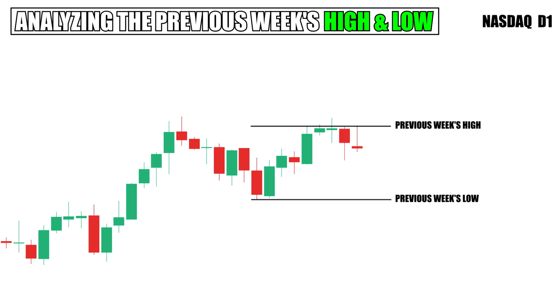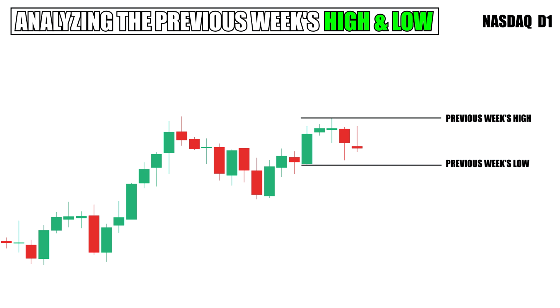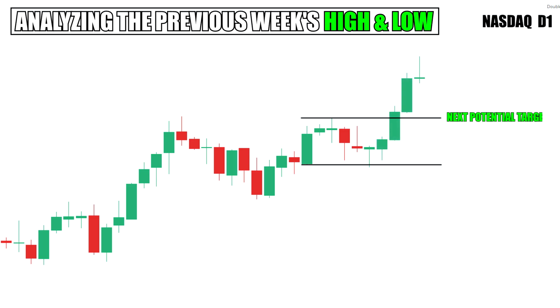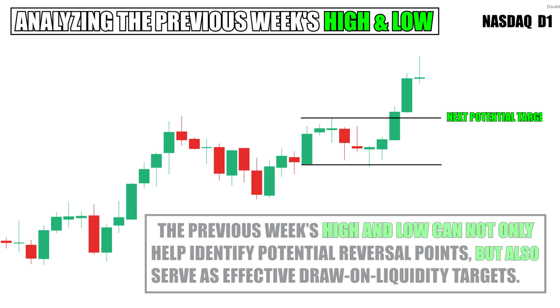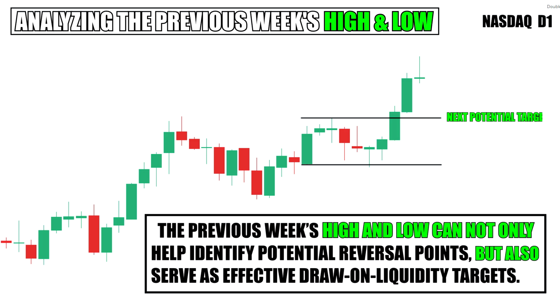As we move into the new week and adjust our levels accordingly, we can see that on Monday, price sweeps the previous week's low and prints a strong bullish reversal candle. This suggests a potential move toward the previous week's high. Letting things unfold, we see a retest followed by a break above the previous week's high, leading to a solid upward expansion. This is a great example of how the previous week's high and low can not only help identify potential reversal points, but also serve as effective draw-on liquidity targets.